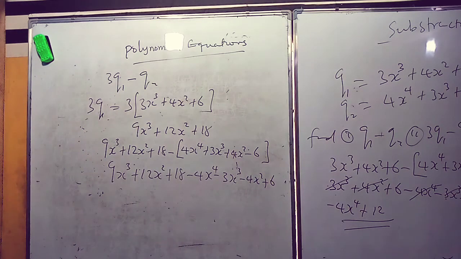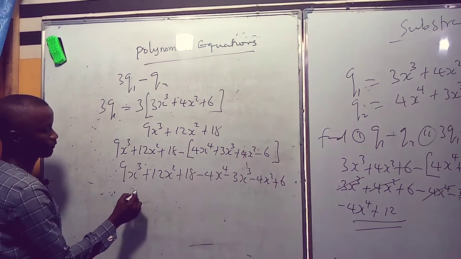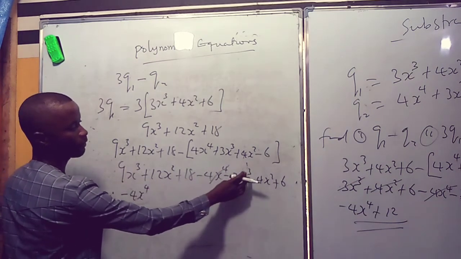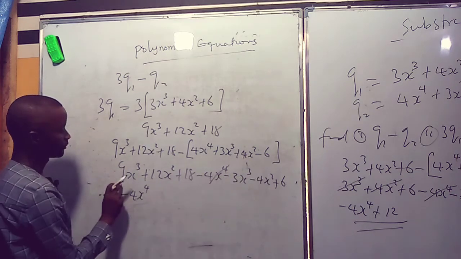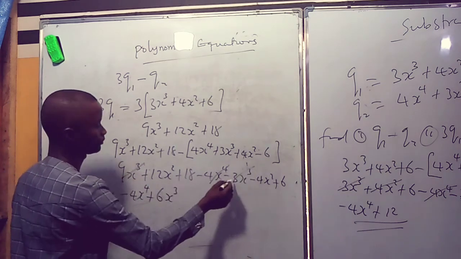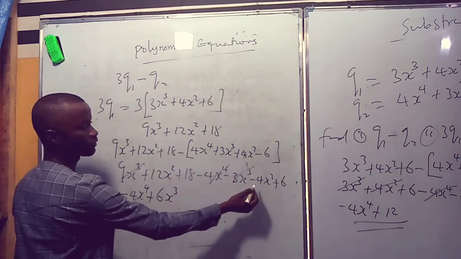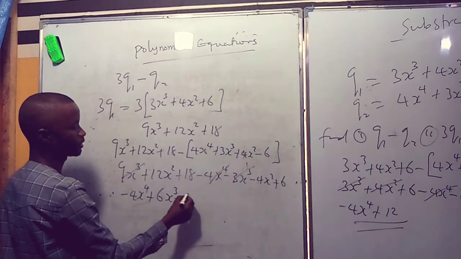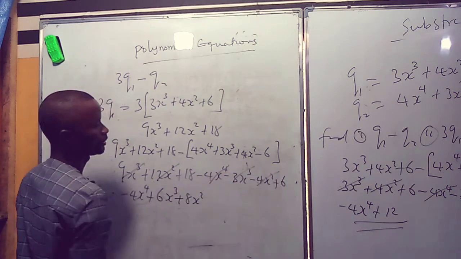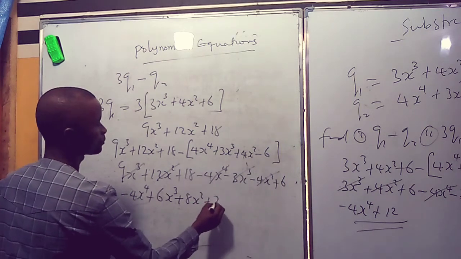And then you collect the like terms. Remember, you start from the highest power. This power of 4 is negative: minus 4x raised to power 4. Then power of 3: this is plus, this is minus, 9 minus 3, that is plus 6x raised to power 3. This is square, this is square. Here is positive, negative: 12 minus 4, that will be plus 8x squared. 18 plus 6, that is plus 24.